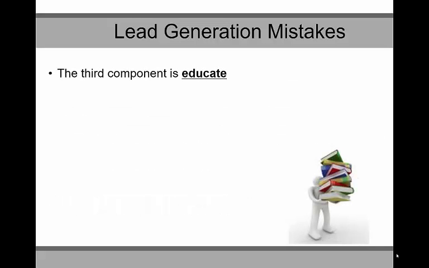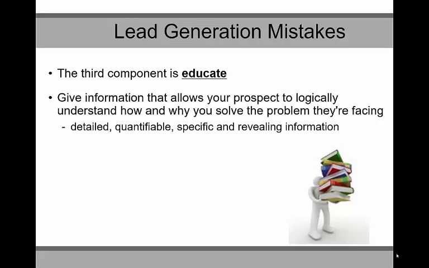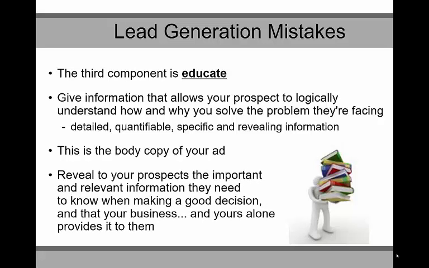Once we've interrupted and engaged your prospect, we have to give them information that allows them to logically understand how and why you solve the problem they're facing. This is accomplished by giving detailed, quantifiable, specific, and revealing information. This is typically done in the body copy of your ad. When we educate, we need to reveal to your prospects the important and relevant information they need to know when making a good decision, and that your business, and yours alone, provides it to them. The interrupt and engage hit the prospect's emotional hot buttons. Educate is the logic they need to justify picking up the phone and calling you.